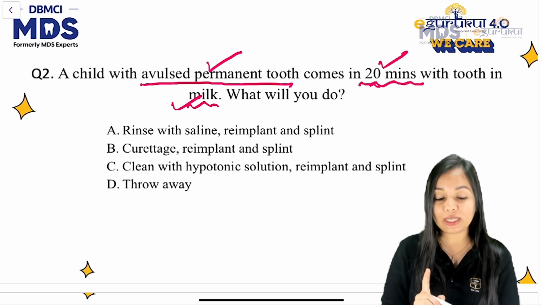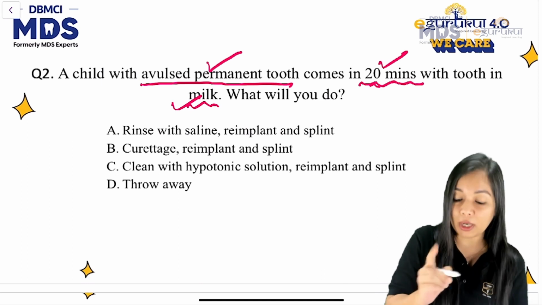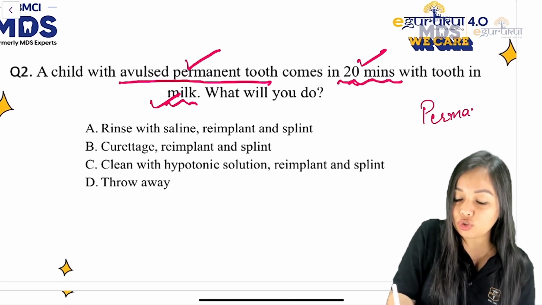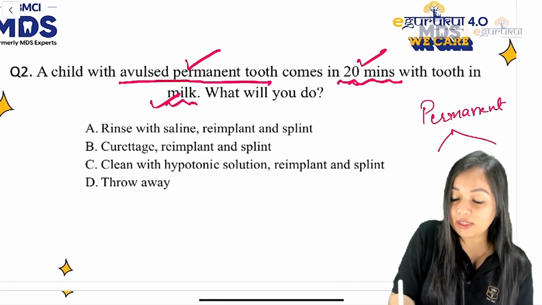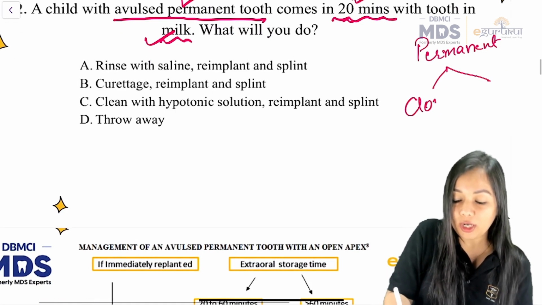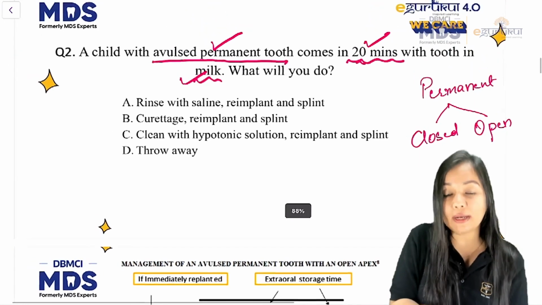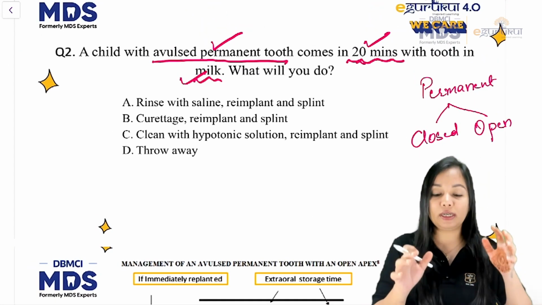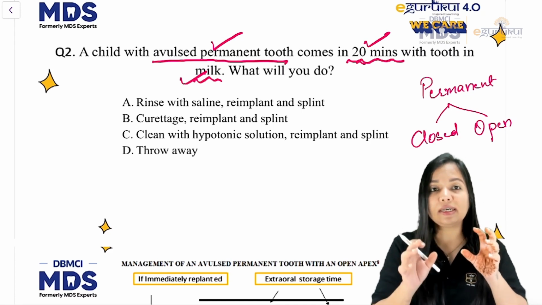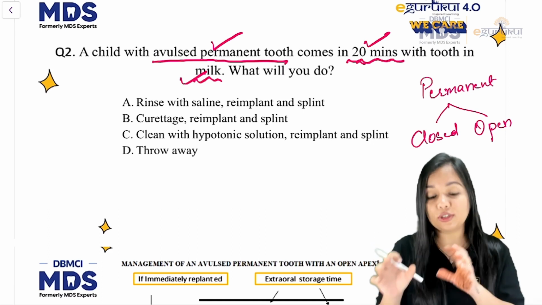So the one thing that is not clear, we know that the tooth is permanent, but when you say the tooth is permanent, we do not know whether the apex of the root is closed or open. So you need to choose an option that goes unbiased, whether it is closed or open, you do not know. You consider a treatment for the answer that suits both kinds of apices.